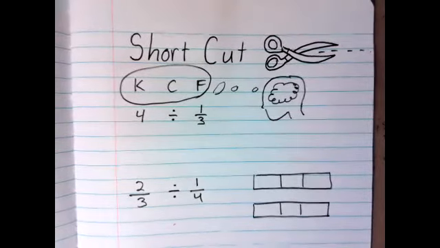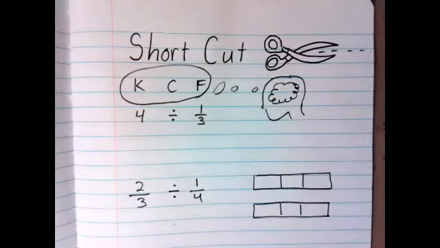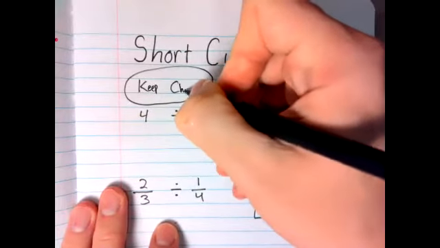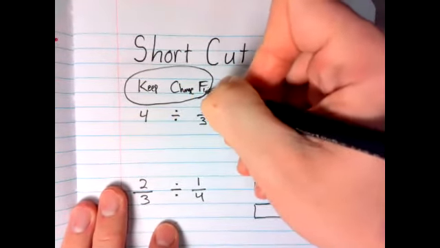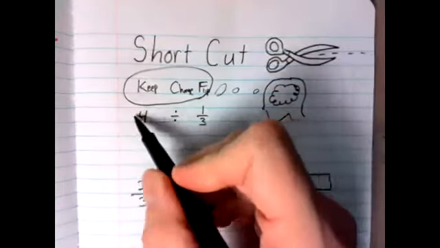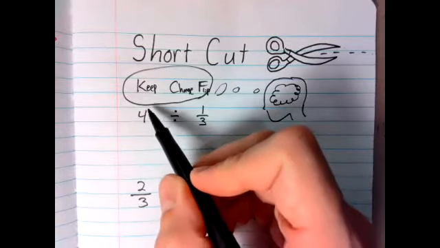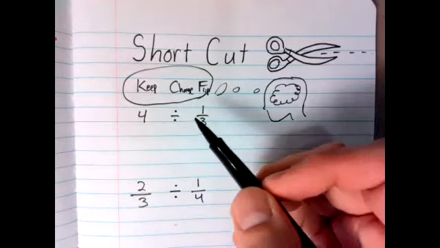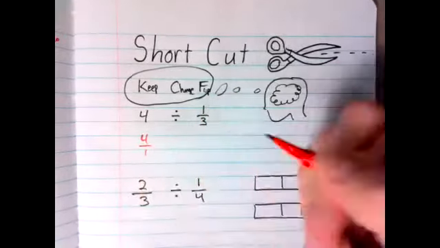Shortcut. Simple KCF. Stands for keep, change, and then my bubble is too small. Should be flip. Keep, change, flip. So essentially, our first position here, we will keep the number or the fraction as is. So in this case, we'll keep our 4. I can rewrite it as 4 over 1, but I'm keeping it.